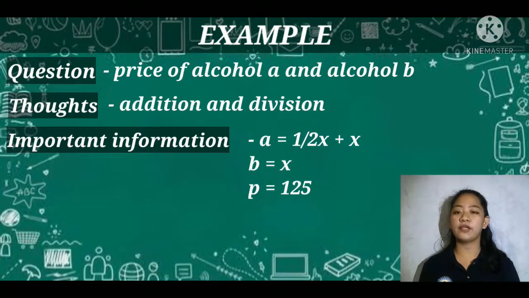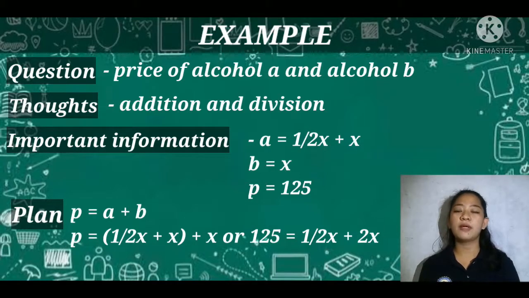After we write our given, we will come up with a plan. We will think of an equation that we can solve the problem using the given. We will come up with P equals A plus B. By substituting both equations A and B, we will have P equals the quantity 1/2 x plus x, plus x. Or we can also write this as 125, or the sum, equals 1/2 x plus 2x, since x plus x is equal to 2x.